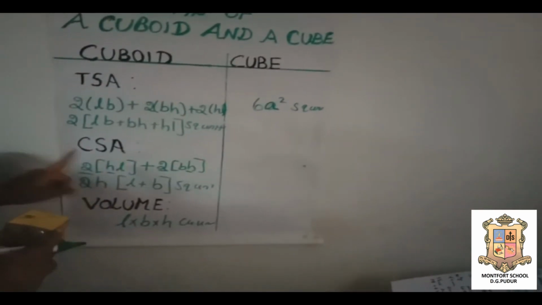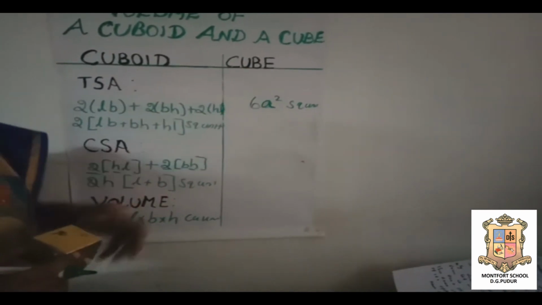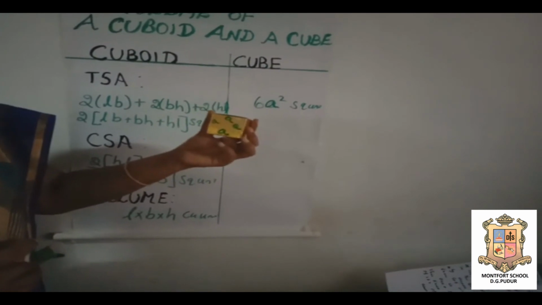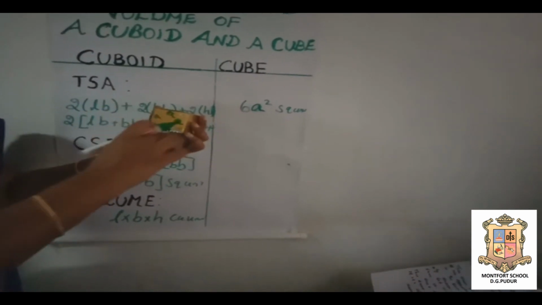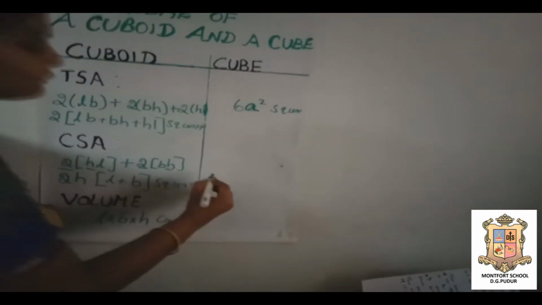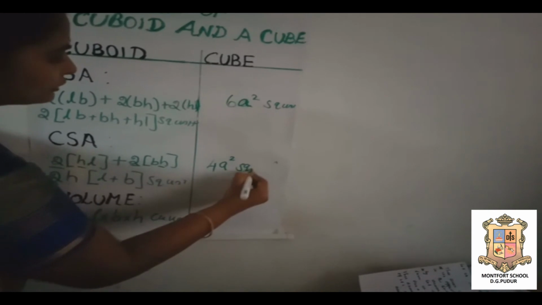Now let us find the formula for the curved surface area of a cube. The curved surface area of a cube is nothing but the sum of the areas of 4 faces. So that is 4A square unit.